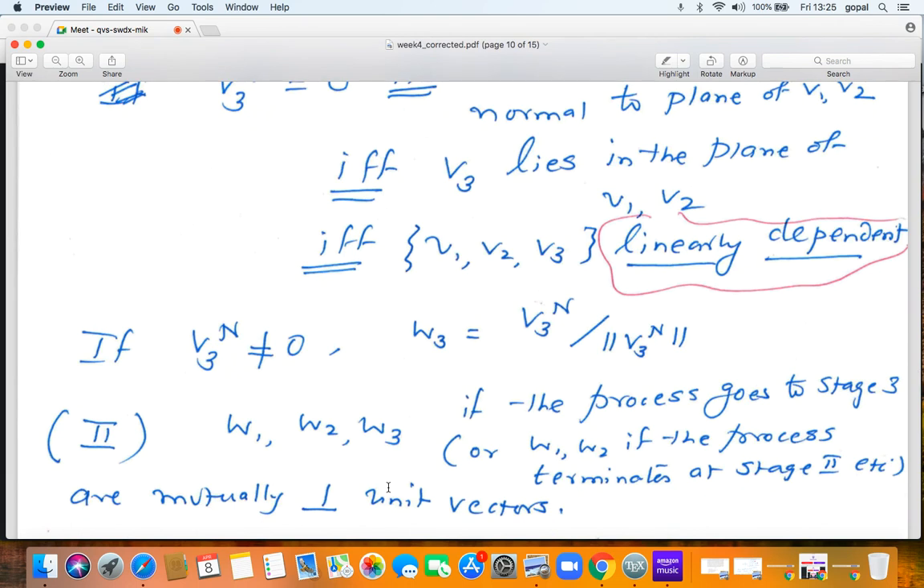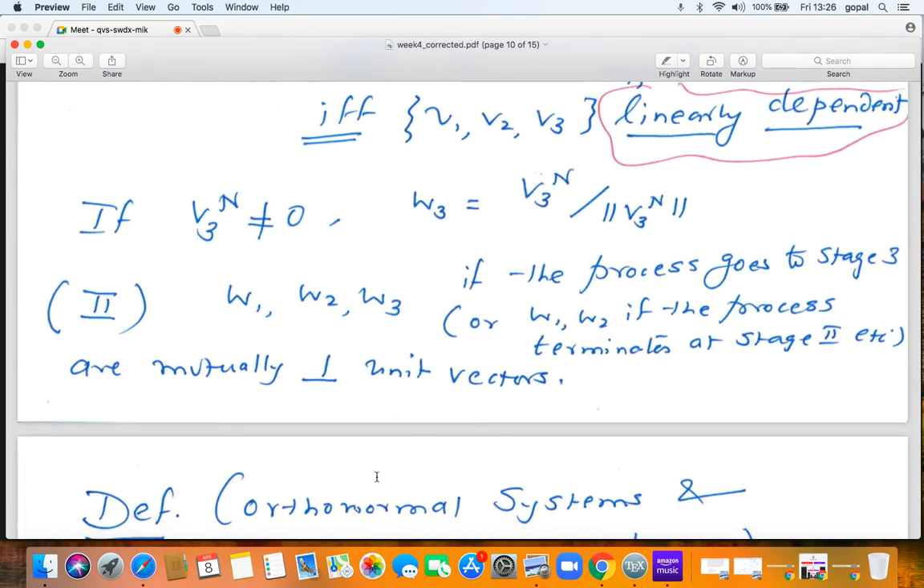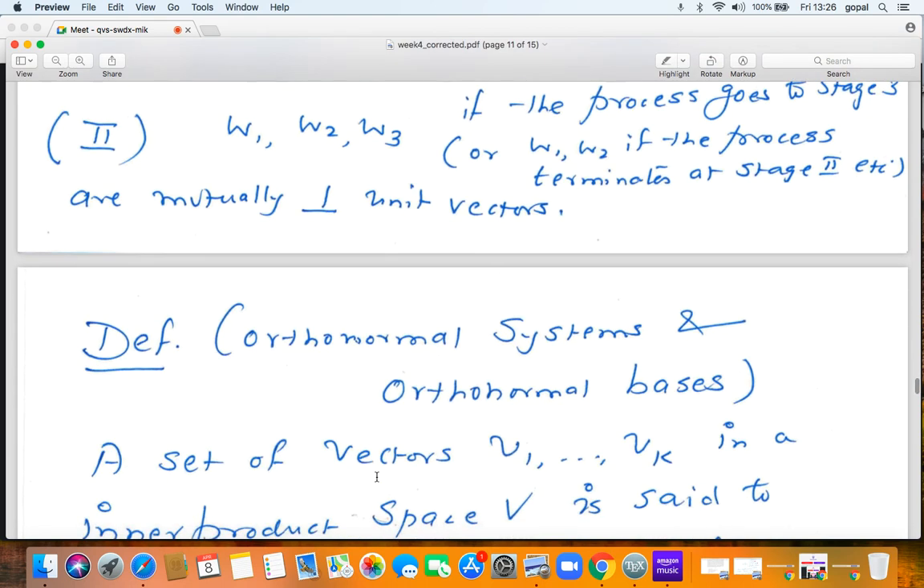Now, w1, w2, w3 are mutually perpendicular unit vectors. If the process goes to the last stage, then we have found w1, w2, w3, three mutually perpendicular unit vectors. So let us formalize it.